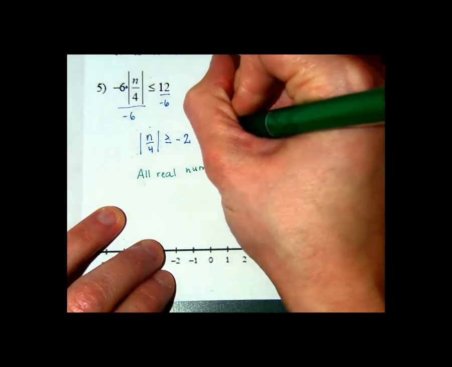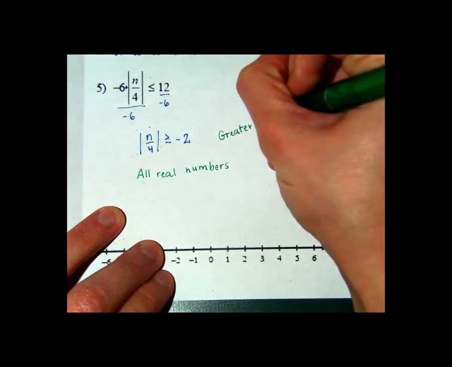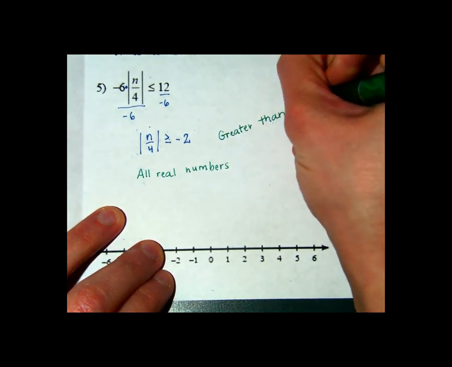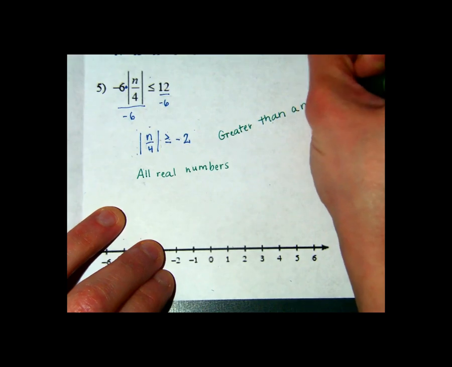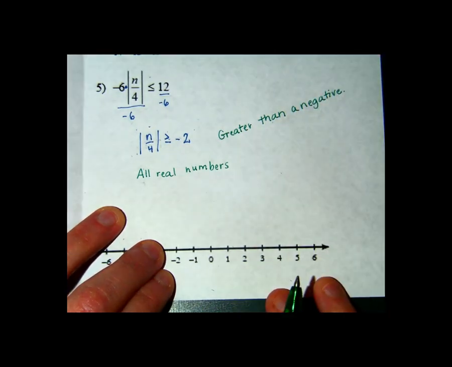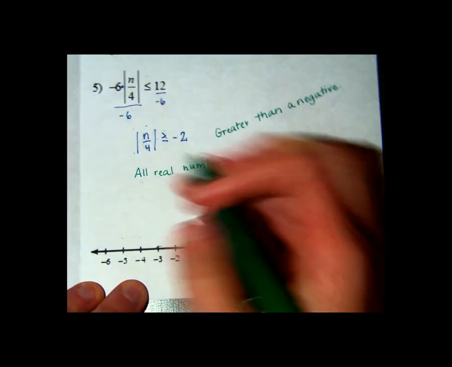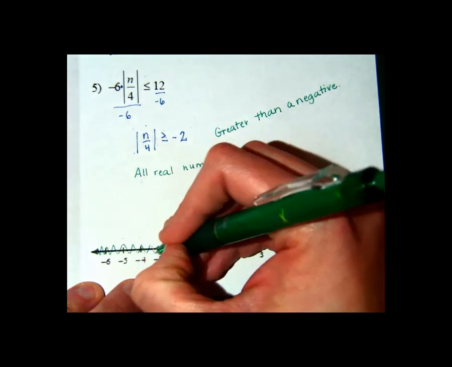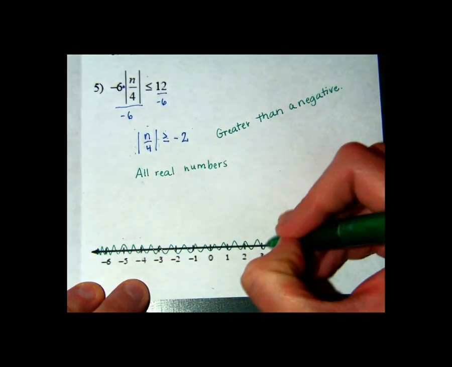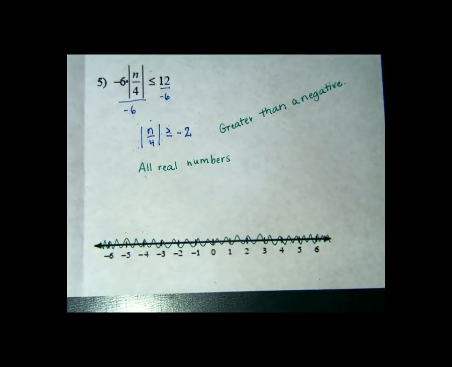I know it's all real numbers when I have greater than a negative number. We're also going to review that when we talk about the types of solutions in the second part of this lesson. If you wanted to shade that, graph it, it is just this whole line, since this is a line of all real numbers. We will talk about another special case in the second part of this lesson.